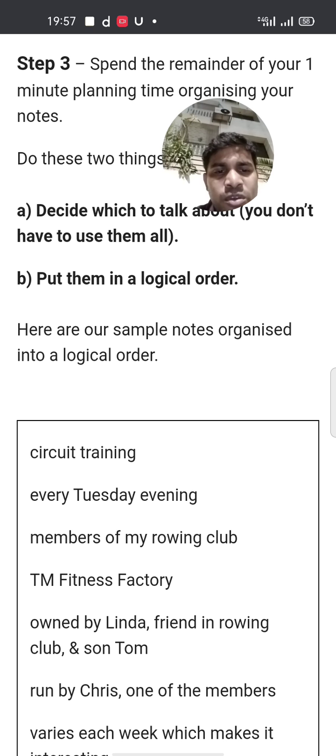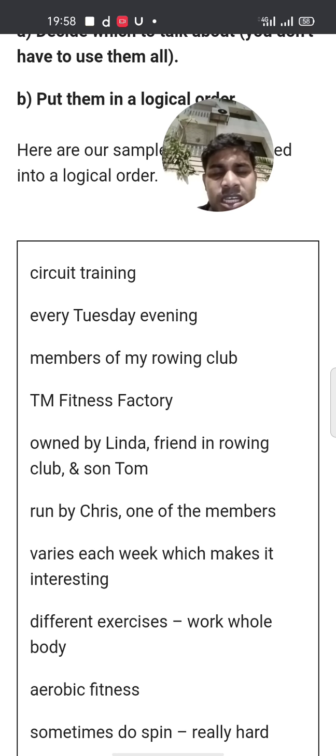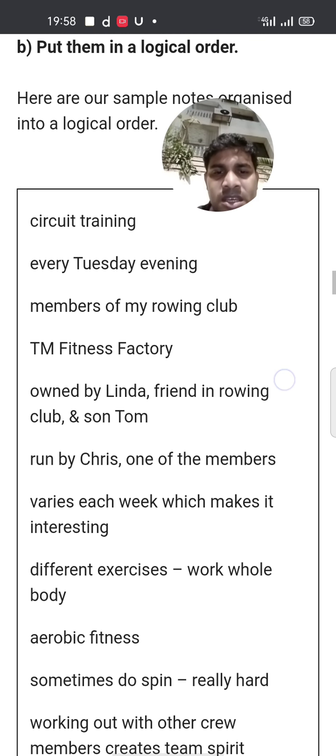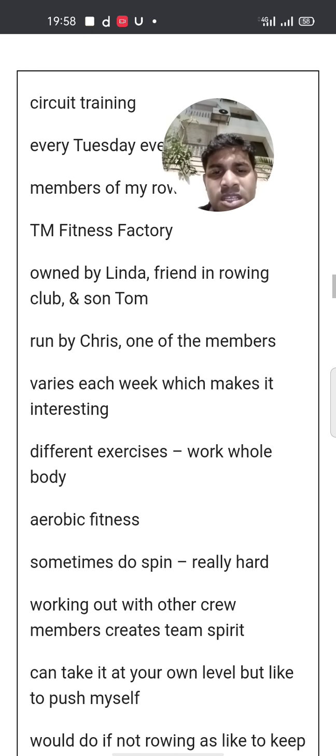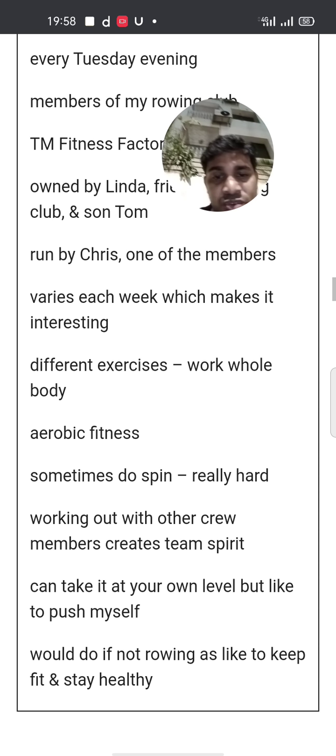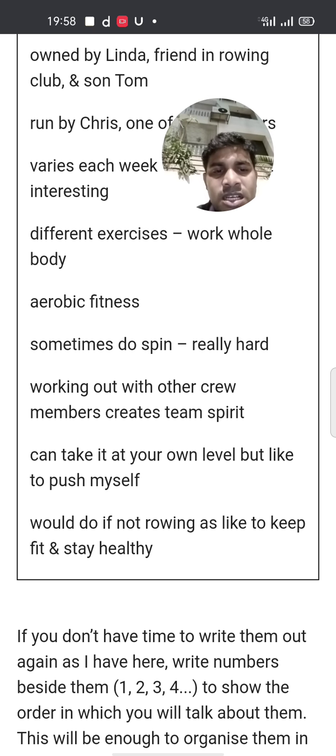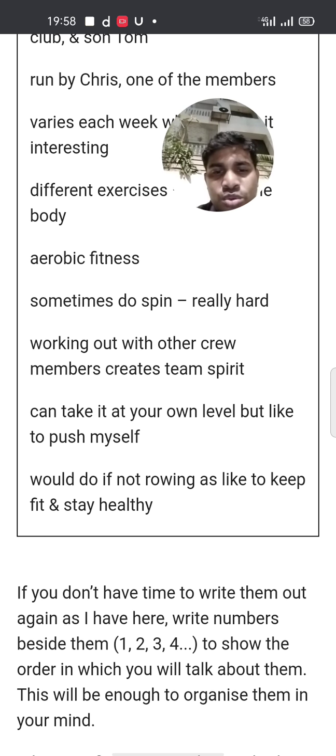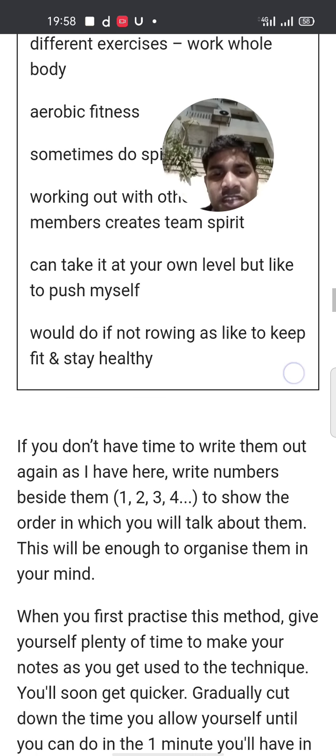Here are your sample notes organized into a logical order. Circuit training. Every Tuesday evening, members of my rowing club, TM Fitness Factory, owned by Linda, run by Chine, one of the members. It varies each week, which makes it interesting. It's a different exercise. Work the whole body, aerobic fitness. Working out with other club members creates team spirit. Take it at your own level, but like to push yourself. Would do it if not doing as well. Keep fit, stay healthy.